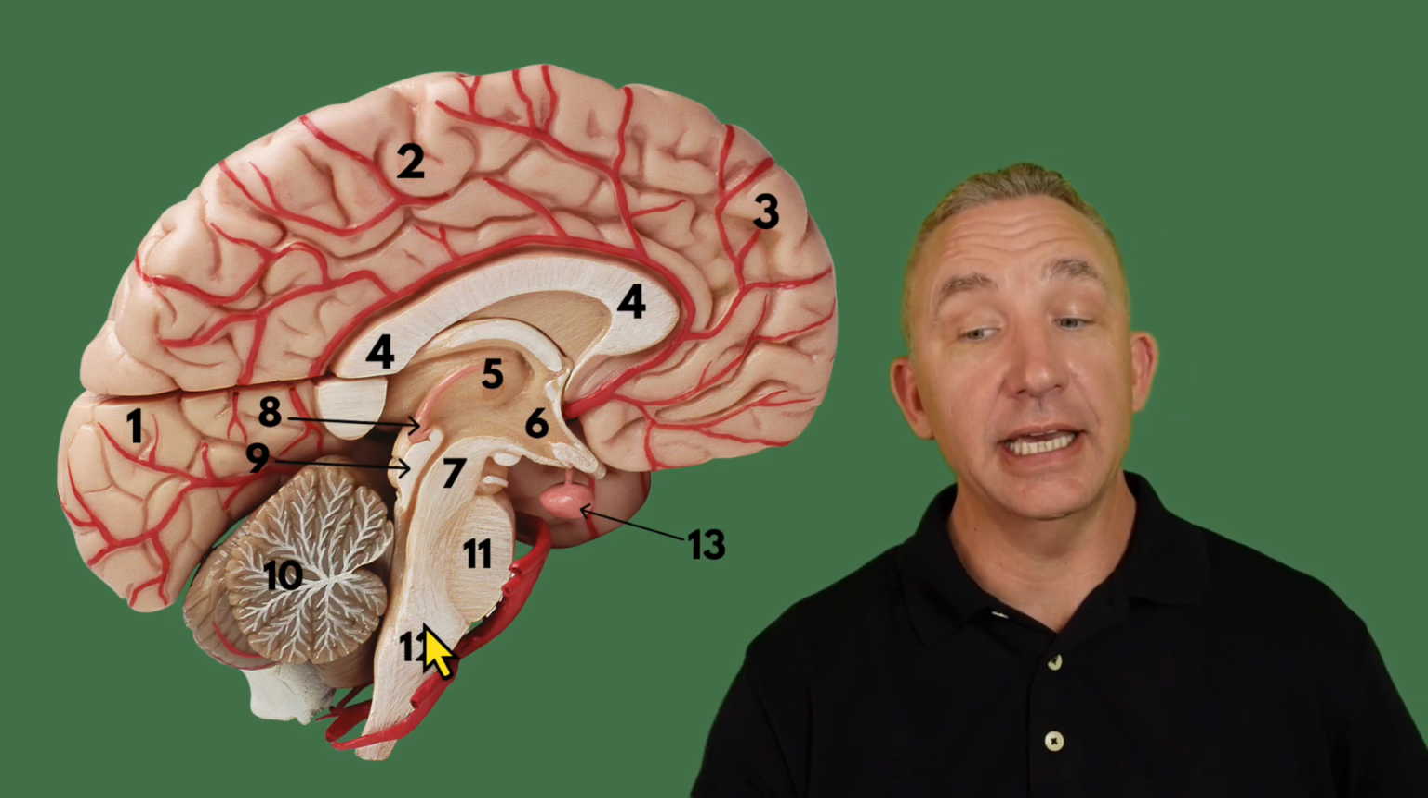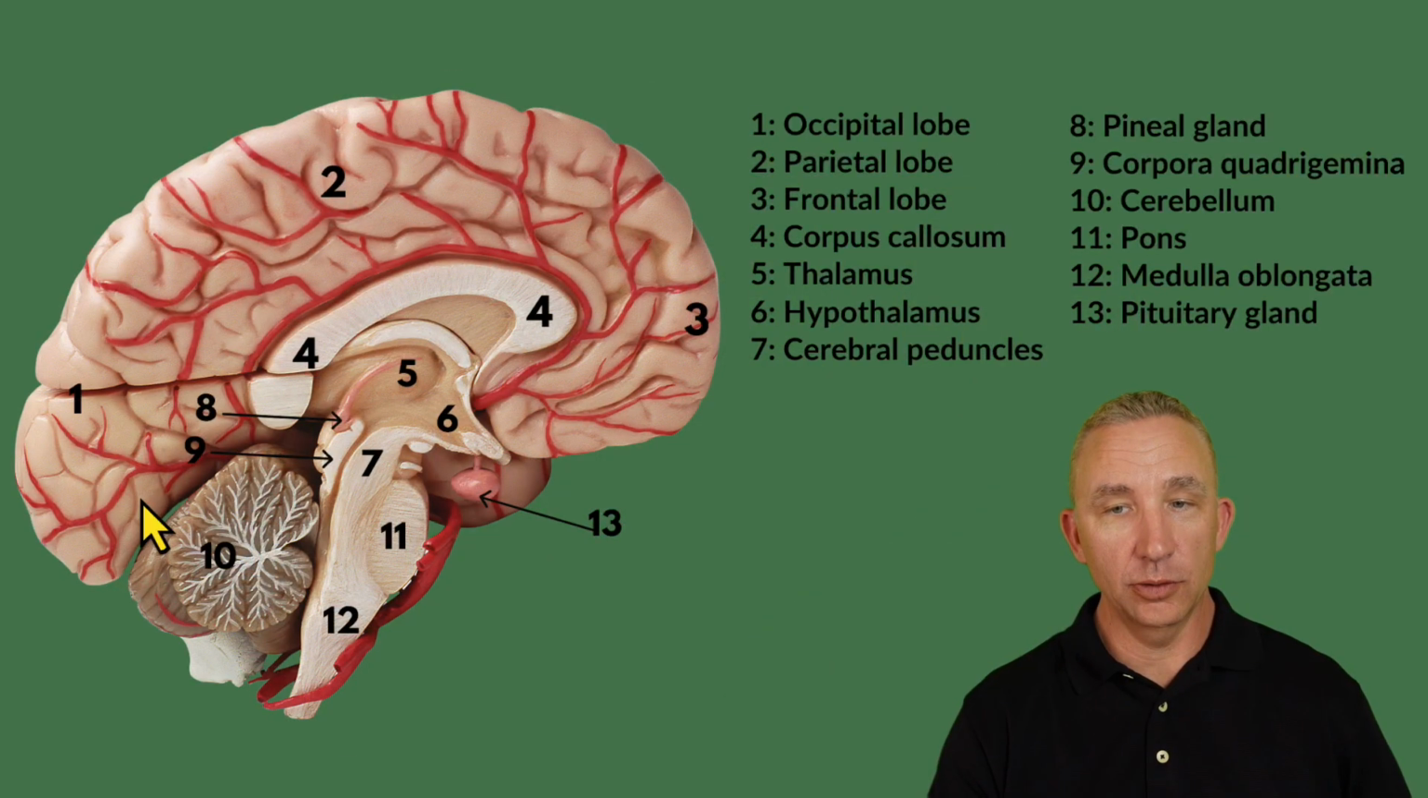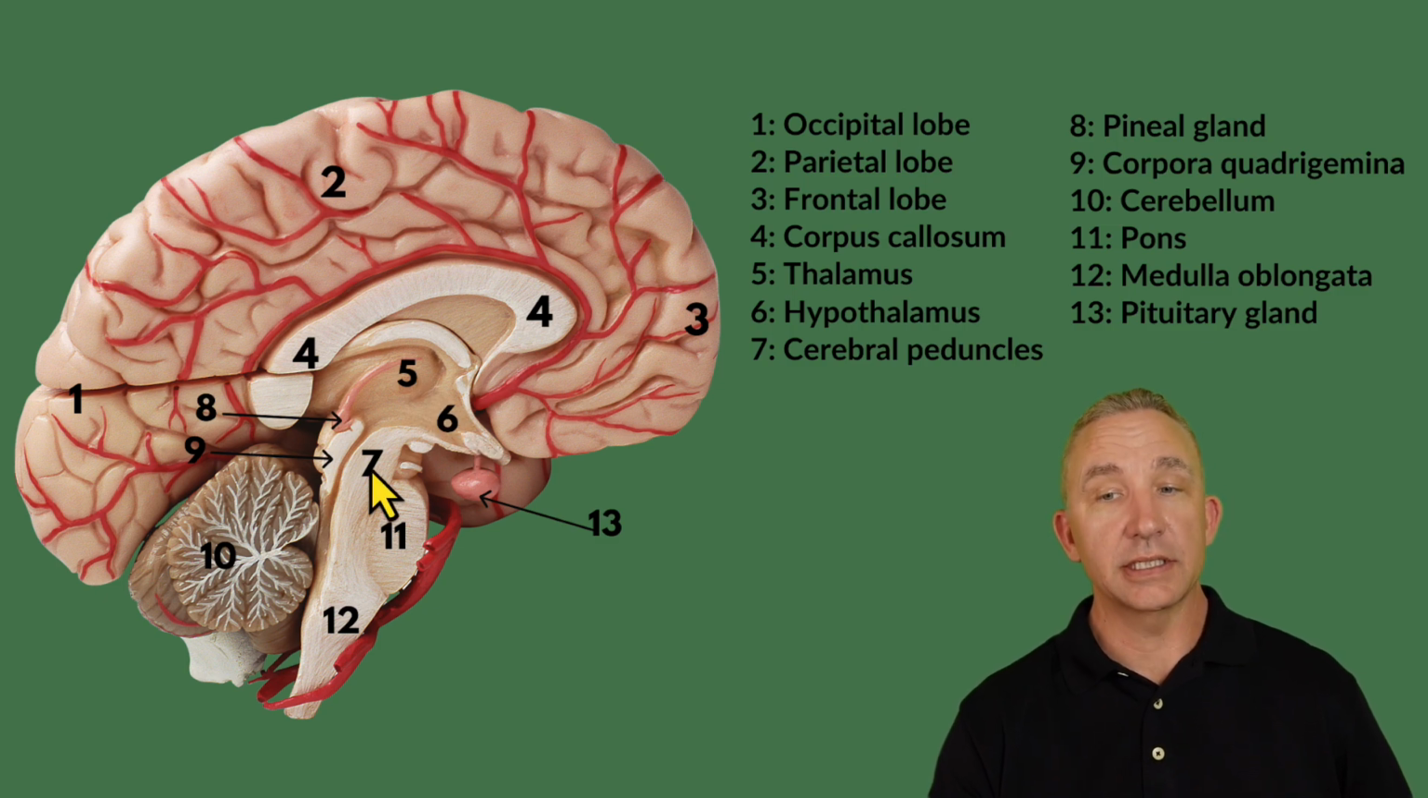So let's look at our key here. How did you do? We said our lobes, and I'll go through this quickly. Occipital lobe, parietal lobe, frontal lobe. 4 is corpus callosum. Number 5, thalamus. As I drop down below it, hypothalamus. We said 7 was cerebral peduncles.